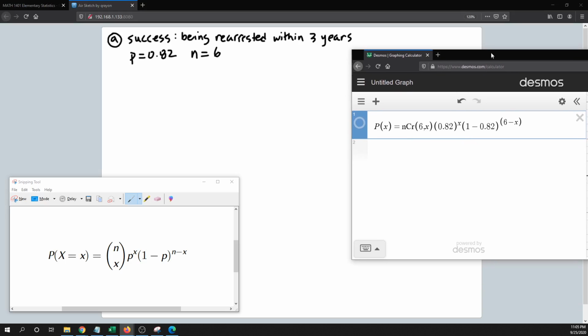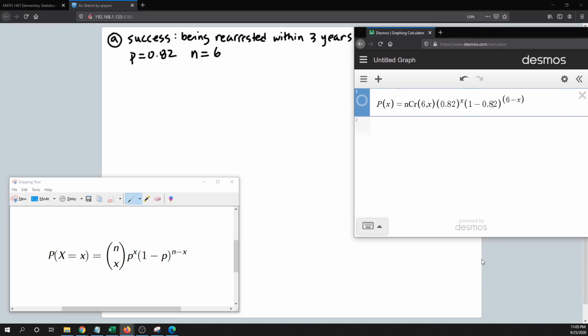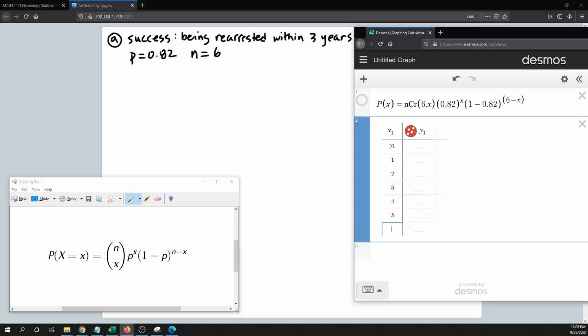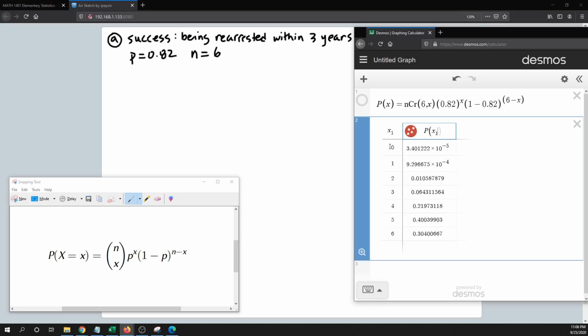That pretty much tells us everything that we would want to know. If you do want to generate a probability distribution, you can do that in Desmos by making this little table right here, and putting the numbers 0, 1, 2, 3, 4, 5, 6, and then up here putting P of X sub 1 like that, and this will give you the probabilities. So that's the probability distribution for this.